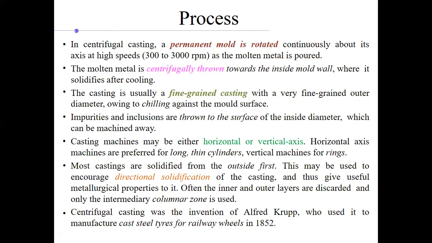Often the inner and outer layers are discarded and only the intermediate columnar zone is used, right? Machining basically, to only use the portion in between, the columnar zone. Centrifugal casting was the invention of Alfred Krupp, who used it to manufacture cast steel tires for railway wheels back in 1852.